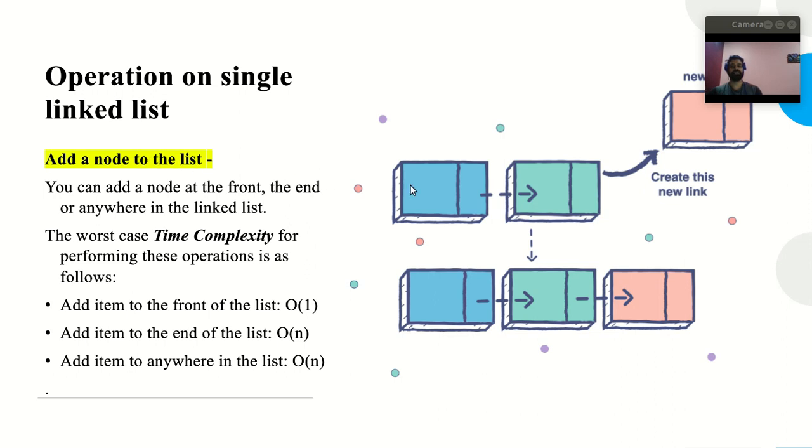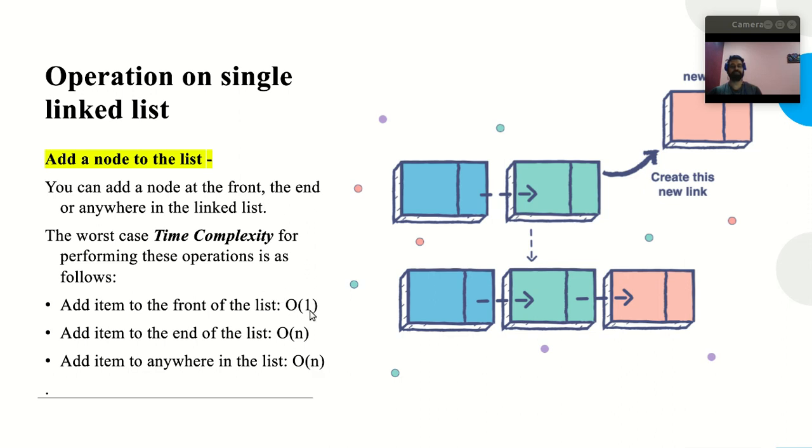We can add a node in three ways: at the start, at the end, and in between, anywhere in the list. The time complexity of these three will be, first, if we are adding an element to the front of the list, then it will be O(1). If we are adding to the end of the list, then it will be O(n). And if we are adding anywhere in between, then it will also be O(n).